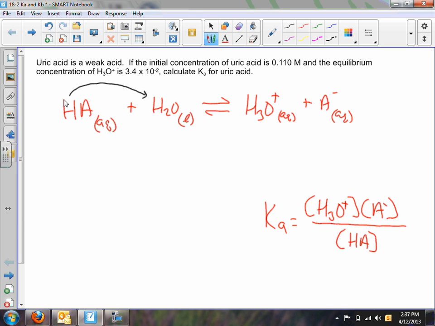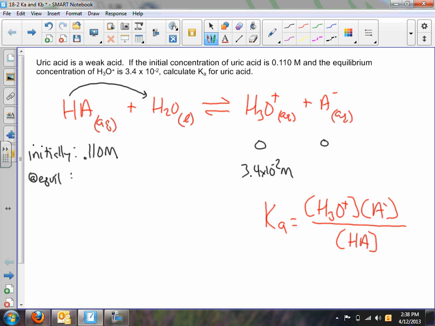Now it says the initial concentration of the acid is 0.11. So initially, my acid is 0.110 molar, and I don't have any ions to start with. As the acid starts donating a proton to H2O, it's going to start forming those ions. And then it says at equilibrium, I have 3.4 times 10 to the negative 2 molar of the hydronium ions.